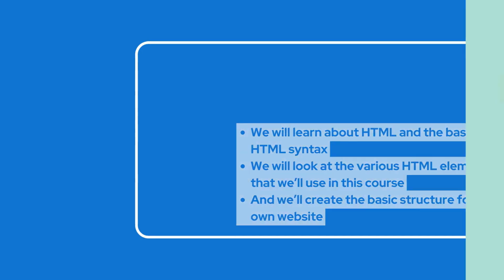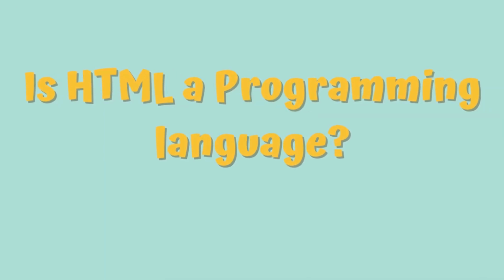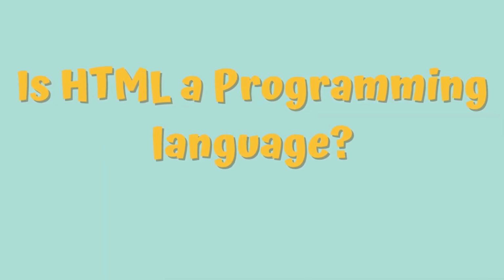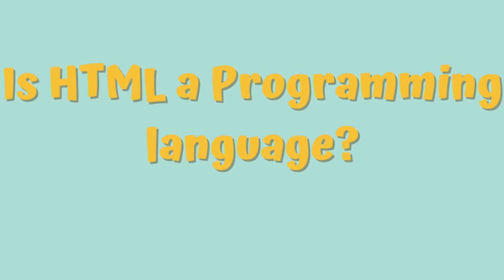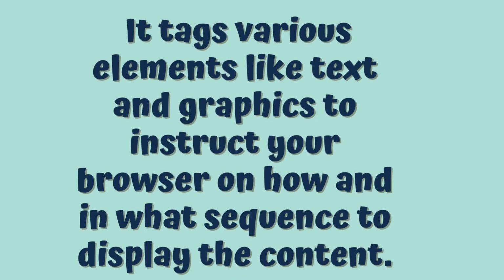There are different opinions about HTML being a language or not, but in this course, we will assume it is a language. We already know that HTML is a language type that organizes content. In other words, it tags various elements like text and graphics to instruct your browser on how and in what sequence to display the content. Displaying the content is a major factor in HTML.